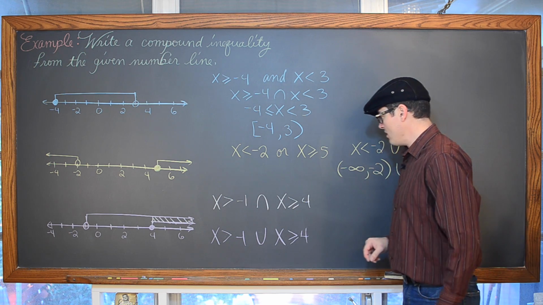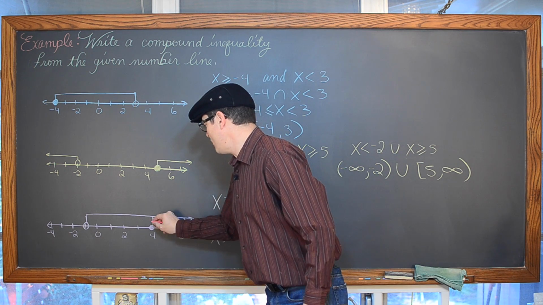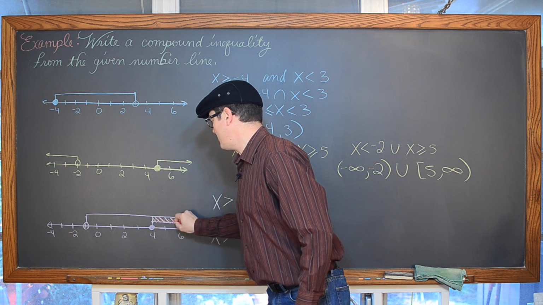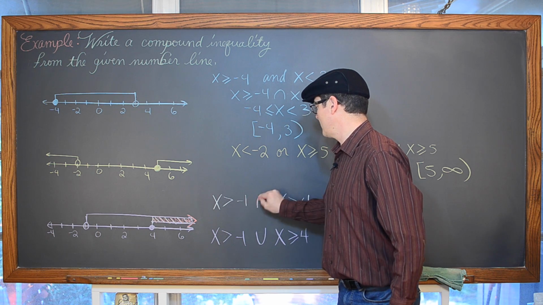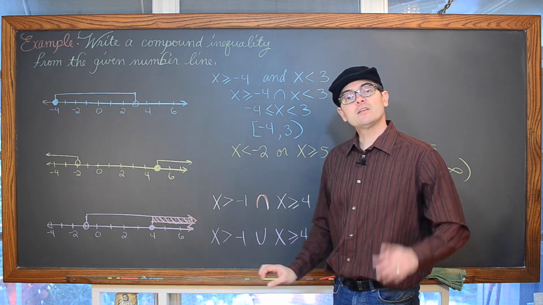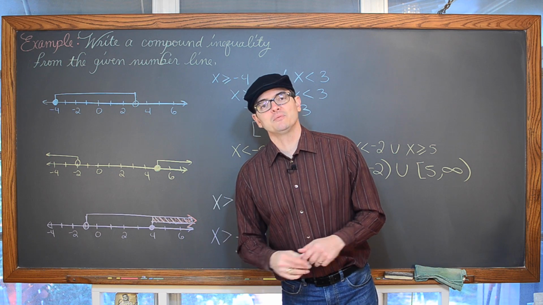If, however, you are just focusing on that overlapped area as being the part of the number line which is the solution, then you're talking about and. So let's get on to our first algebraic example right now.